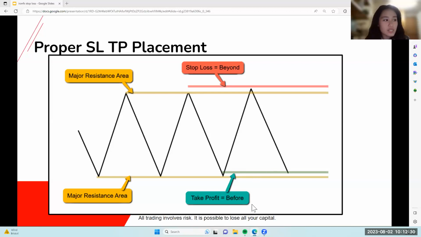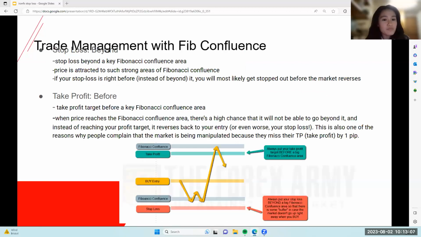So for our take profit, on the other hand, we want to make sure that we place it before. So that means that it's within the charts. So not beyond it, before it. And if we're talking about a major resistance area, then we will want our take profit to be placed just beneath it. Okay, so this is the general idea for a proper stop loss and take profit placement to ensure that you maximize your wins as well as minimize your losses. We'll go through a couple more examples in the next few slides as well.